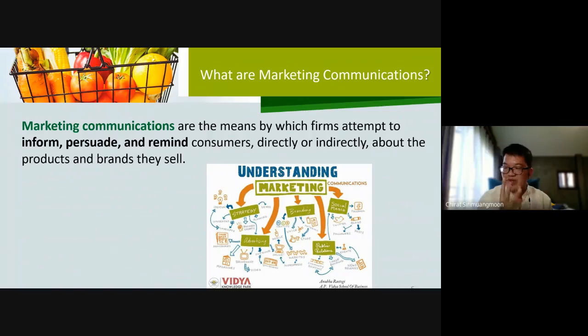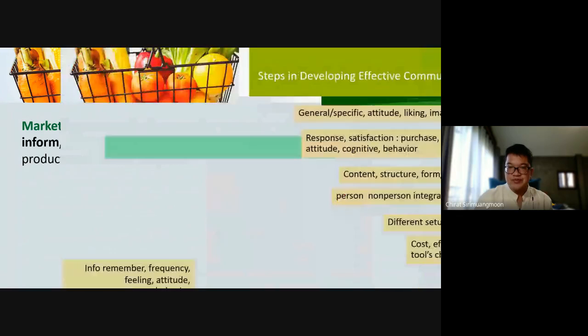So there are three key things here. When we talk about marketing communication, we think about informing, persuading, and reminding the consumers to know that, okay, we have the product and you should buy our product. So this is the definition of marketing communication.